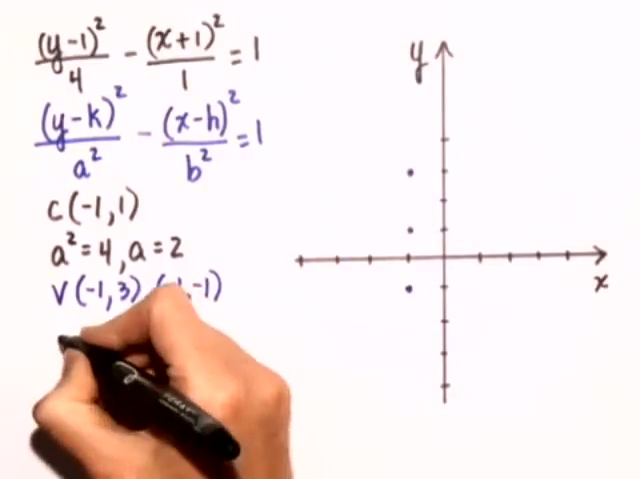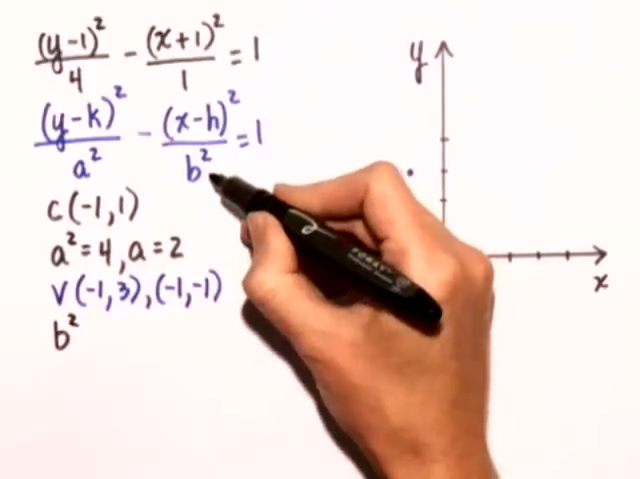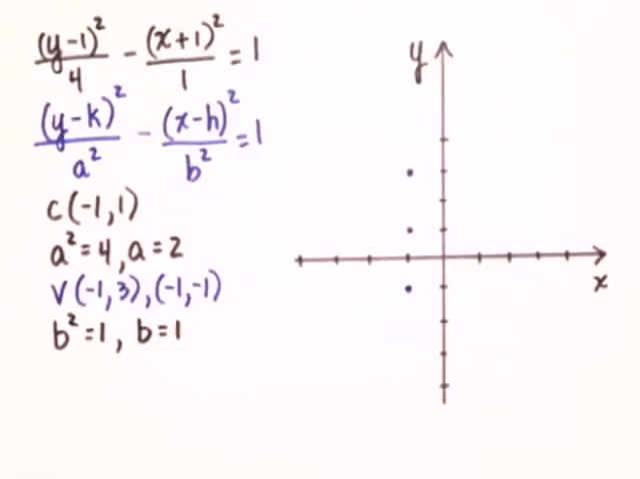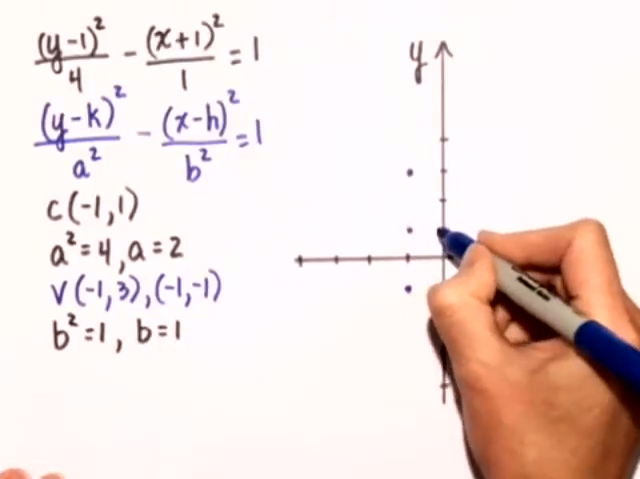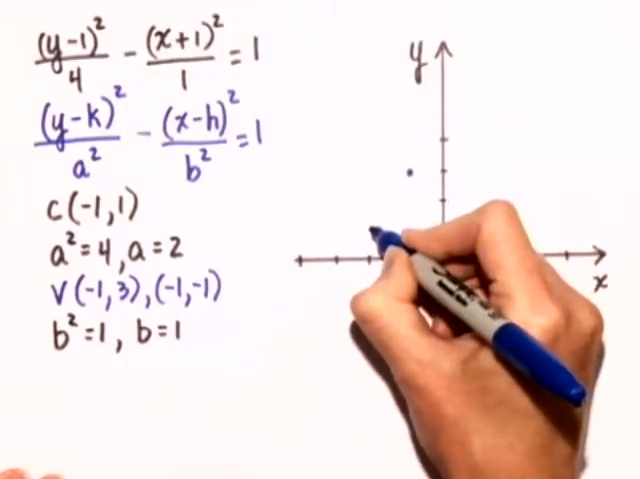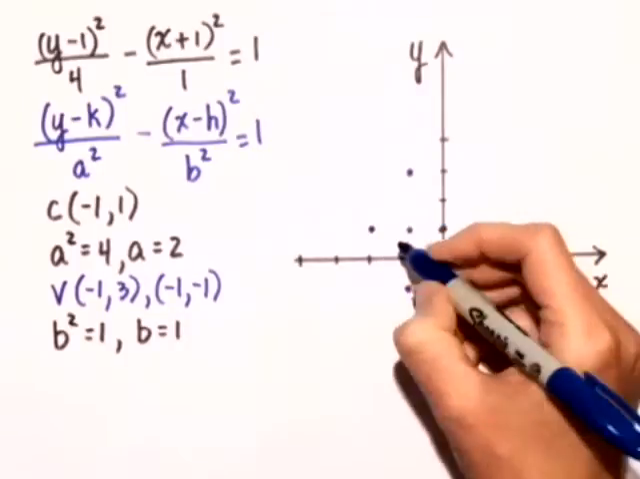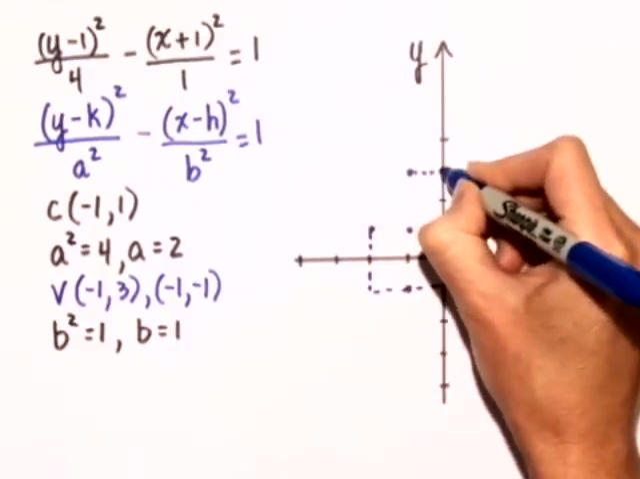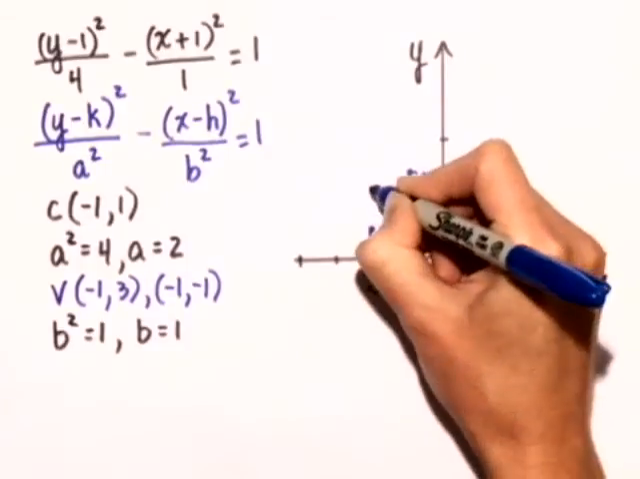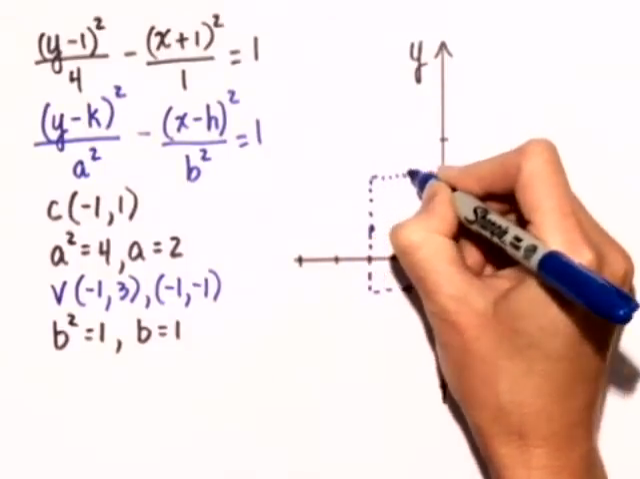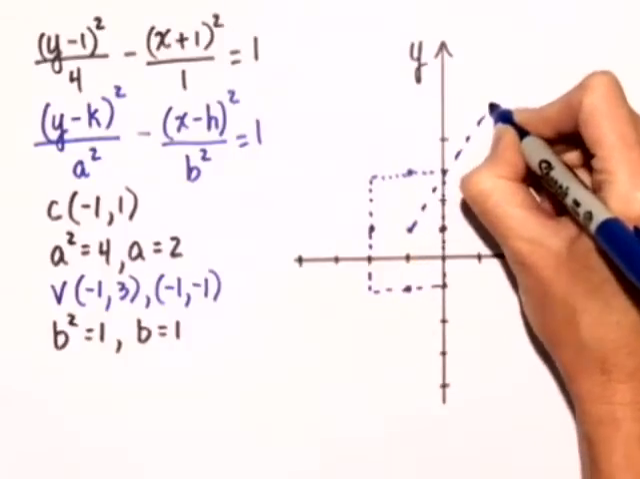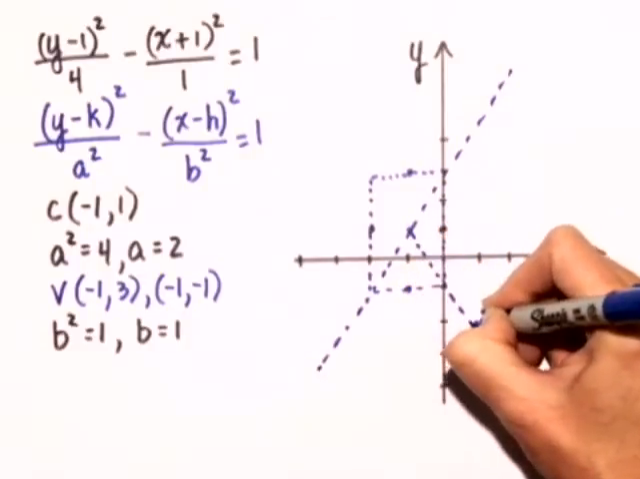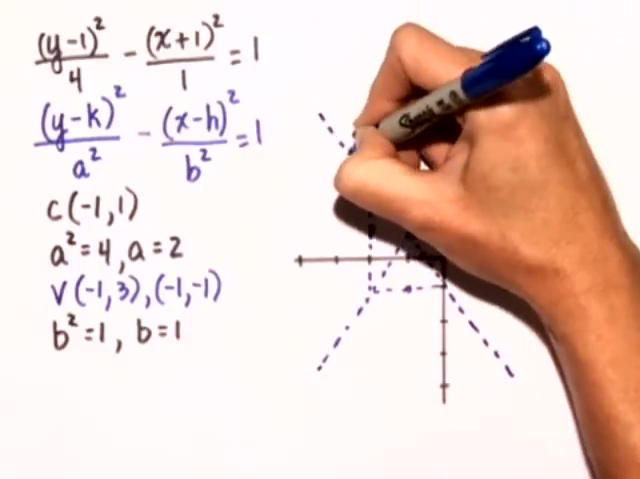Now we also need information about b squared. B squared is equal to 1, so therefore b is equal to 1. So from our center, we'll go b units to the right and b units to the left so that we can form our rectangular box. Let's do that now. The rectangular box will help us draw in our asymptotes on the graph. So we draw the diagonals through the corners of this rectangular box. These are our asymptotes that help us sketch our hyperbola.